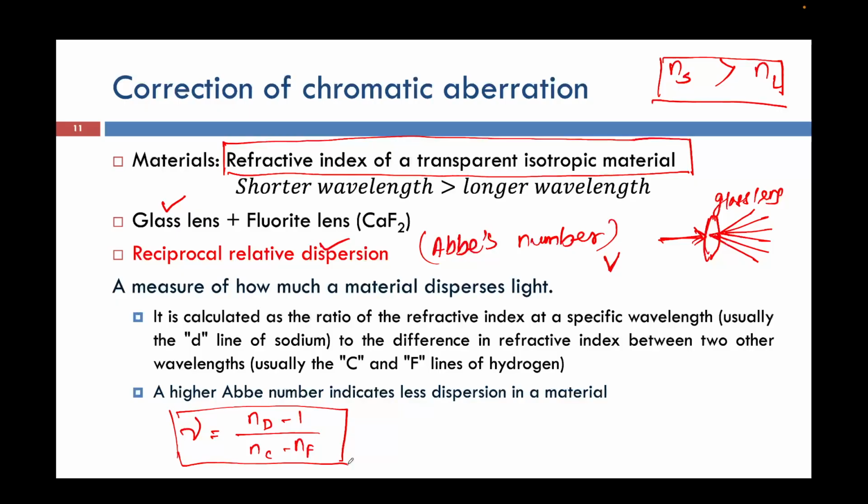As mentioned here, the Abbe number generally lies between 25 to 65, I think, and a higher Abbe number indicates less dispersion. That means if we are getting a higher Abbe number, our material is good for being used in lenses. So this is a measure of how much a material disperses light, right? And this Nd, Nc and Nf are the refractive indices at specific wavelengths. Nd is for sodium, and Nc and Nf are for hydrogen, the C line and F line of hydrogen, right?